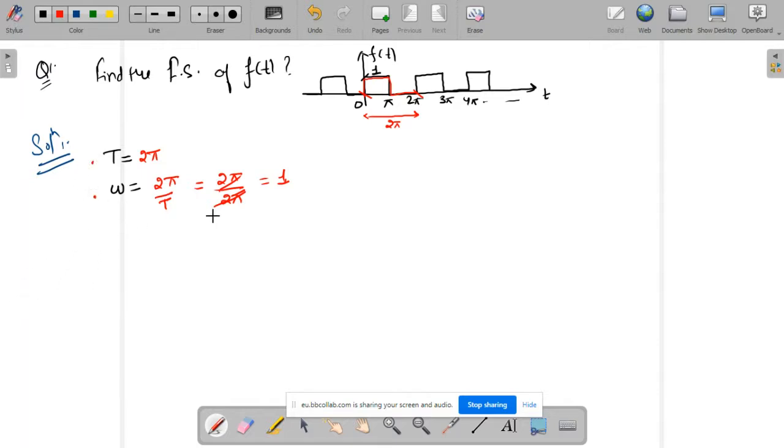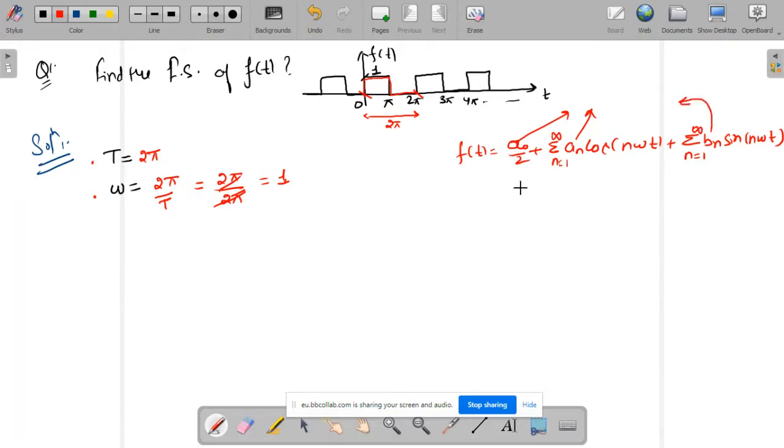Then in the Fourier series, as you know, what is the Fourier series? f(t) is equal to a naught divided by 2 plus summation n is equal to 1 to infinity of a_n cos n omega t plus summation n is equal to 1 to infinity of b_n sin n omega t. This is the Fourier series. So we need to find out a naught, a_n, and b_n. These three variables we need to find out.